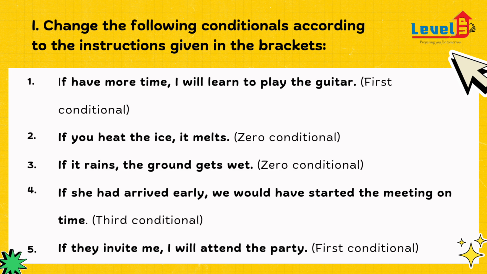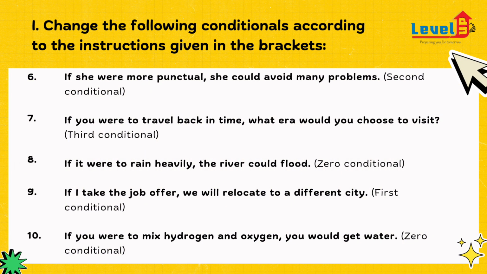Third conditional. 5. If they invite me, I will attend the party. First conditional. 6. If she were more punctual, she could avoid many problems. Second conditional. 7. If you were to travel back in time, what era would you choose to visit? Third conditional. 8. If it were to rain heavily, the river could flood. 0 conditional.